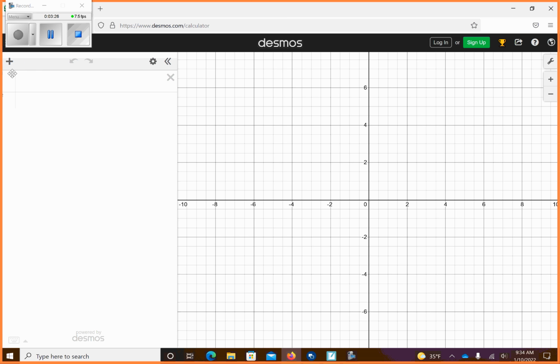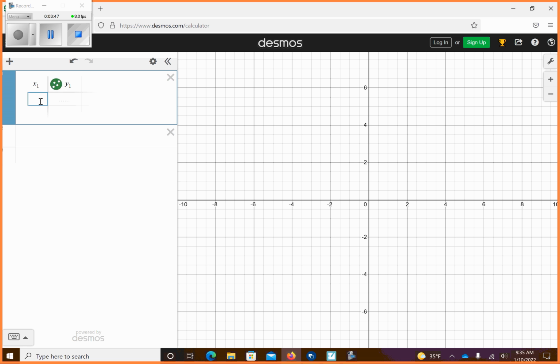Let's do this. So I'm going to go to plus. I'm going to create a table. On Desmos, if you hit the plus button, there are things that show up. You have expression, note, table, folder, image. So we're going to use a table. And you're going to be mad at me as soon as you see this feature.